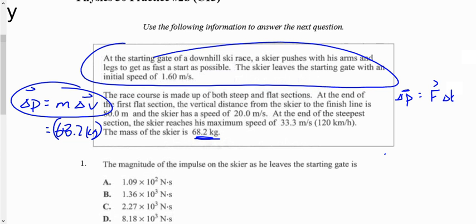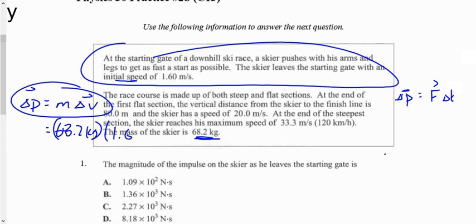What's delta V? What's VF? 1.6. VF is 1.6. That can be a little bit confusing because it says the initial speed of the skier is 1.6. But what you've got to recognize here is not so much the wording of it, but what's really happening here. The skier leaves the starting gate at 1.6. We're not analyzing the trip down the hill. That would be the initial speed for the trip down the hill. But that's the final speed for leaving the starting gate, right? What is the initial speed at the starting gate?